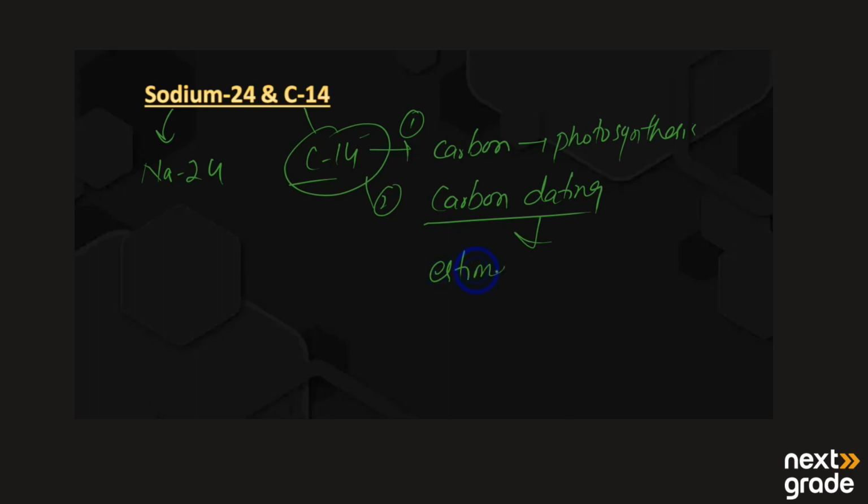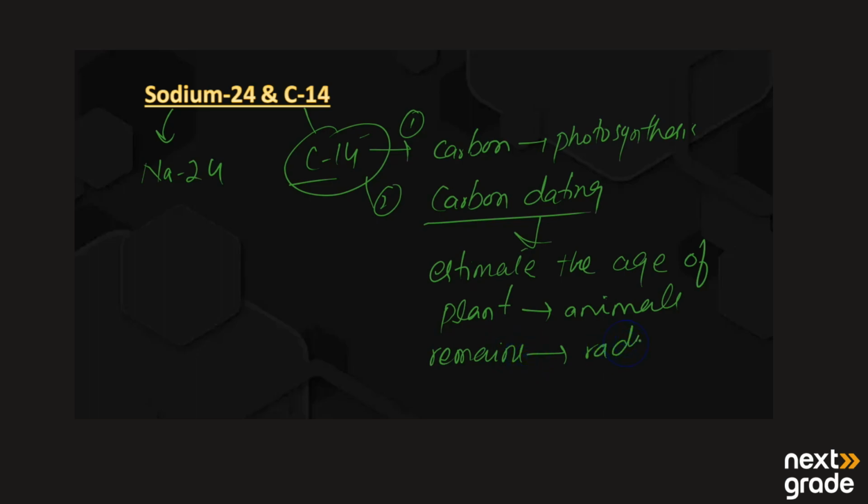or animal remains by measuring the amount of radioactive decay. In this decay we use the carbon 14 radioactive decay. We use carbon 14 to find or estimate the age of the remains of plants or animals. And next we have sodium 24.